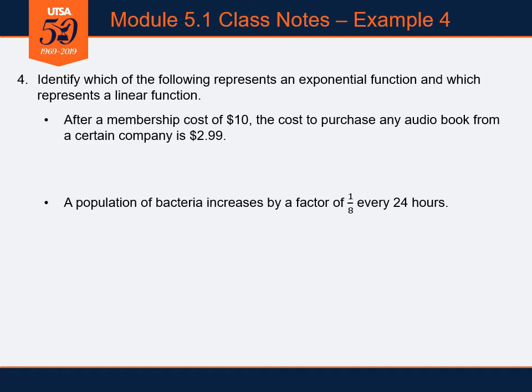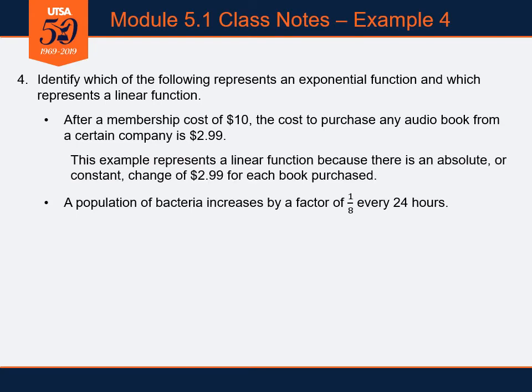The first one: after a membership cost of $10, the cost to purchase any audiobook from a certain company is $2.99. So you pay your $10 up front, and then every time you make a purchase, it's $2.99. For the next purchase, for the purchase after that, it's still $2.99. For the purchase after that, it's still $2.99. For the 100th purchase, still $2.99. Doesn't matter where you are along that timeline, the next purchase is always $2.99. And so this example represents a linear function because there's an absolute or constant change of $2.99 for each book purchased.